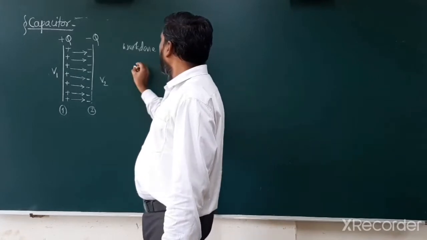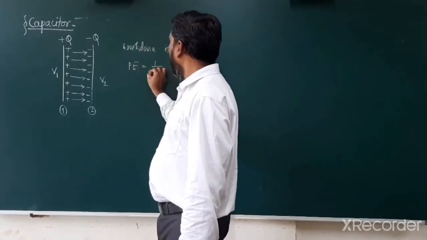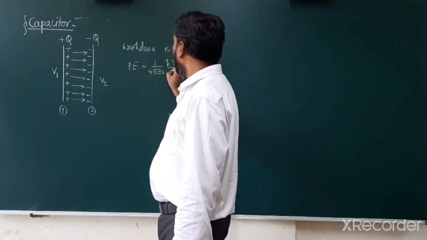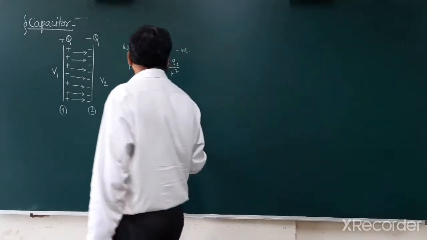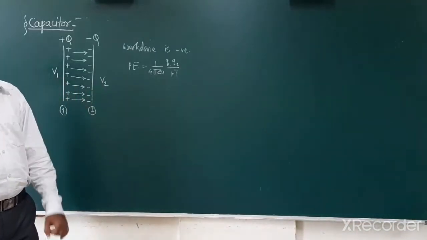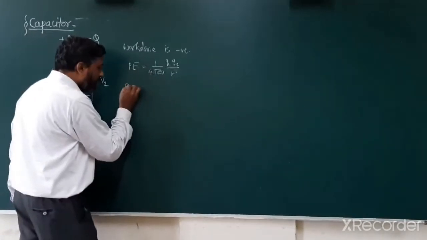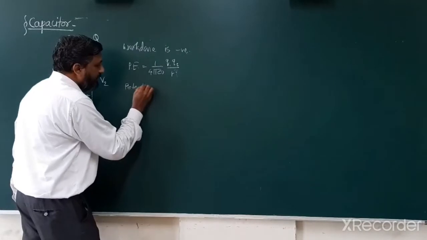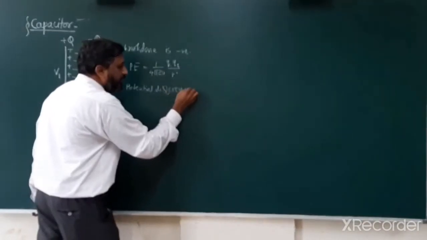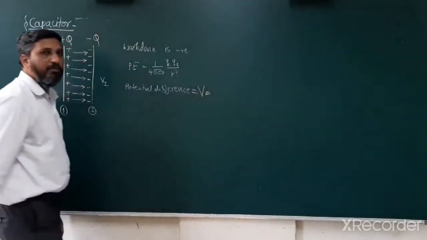Work done is the electric potential energy, and it is given by 1 upon 4 pi epsilon 0, Q1 Q2 divided by R. This is my electric potential energy. Now first we see how much potential difference is generated here. The potential difference means the difference between the two potentials. It will be symbolically expressed by V.